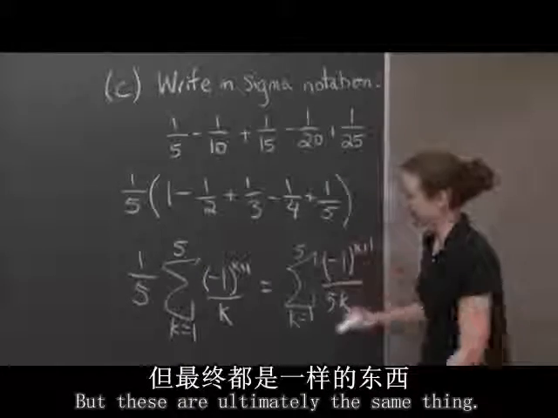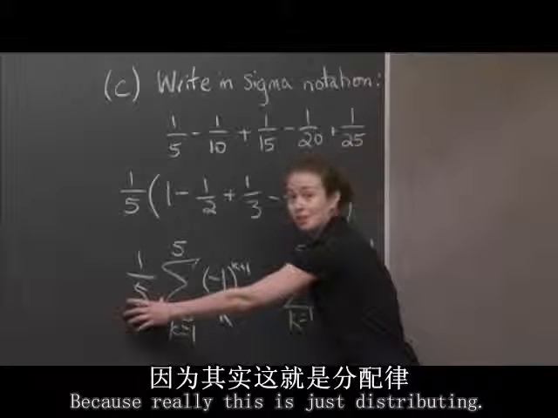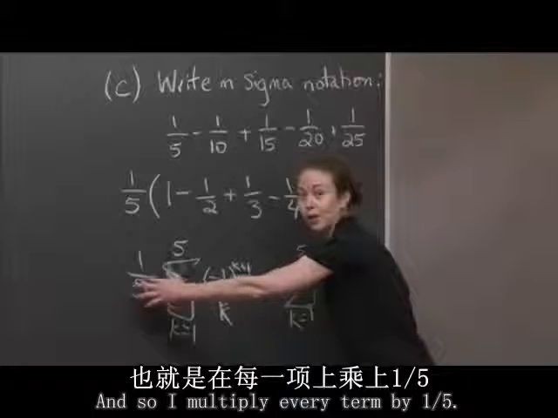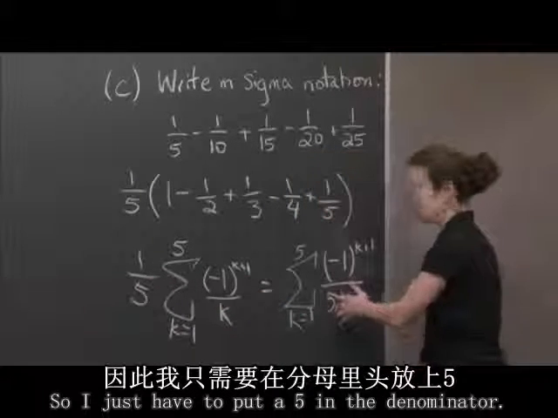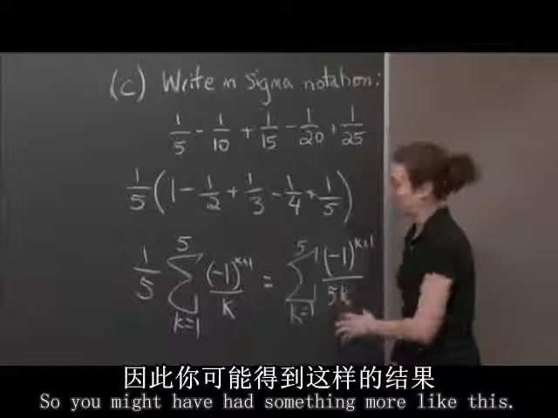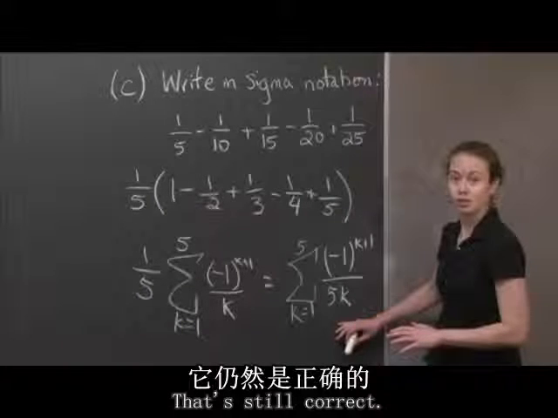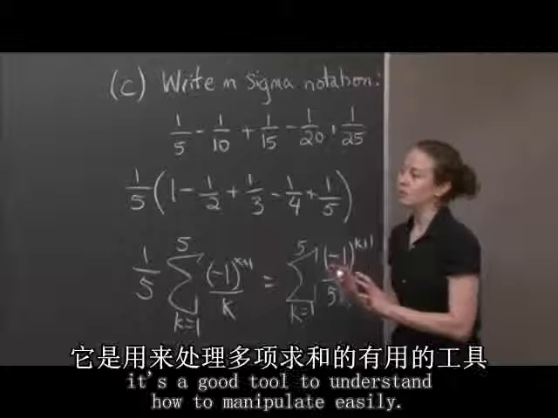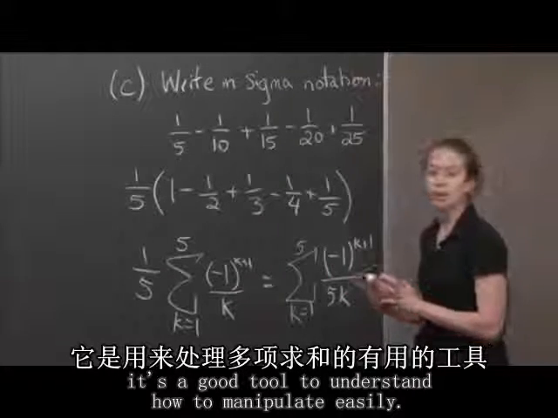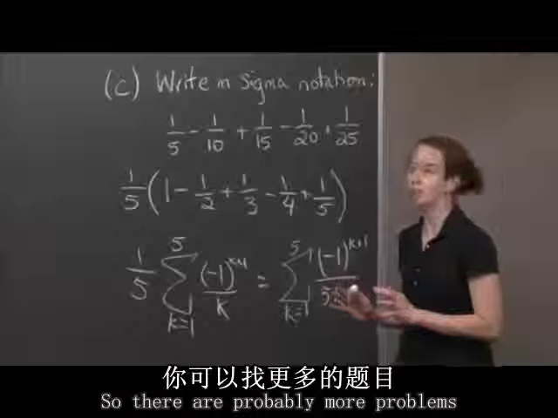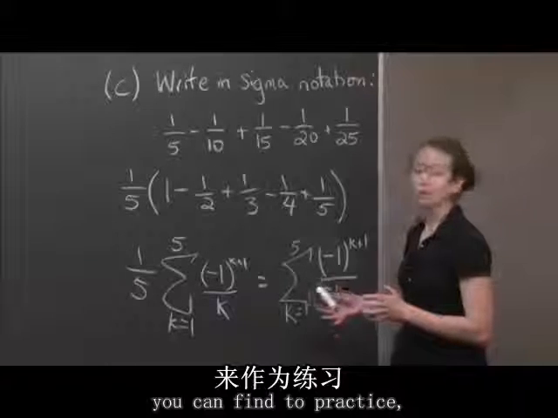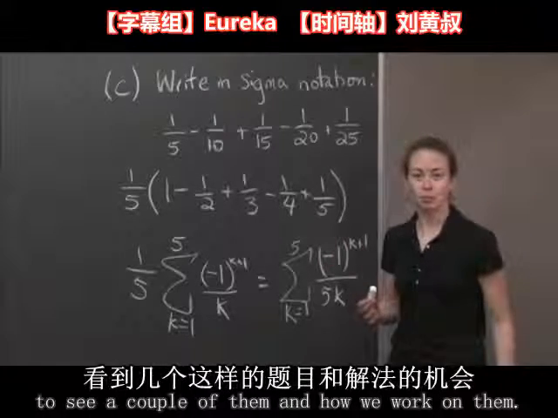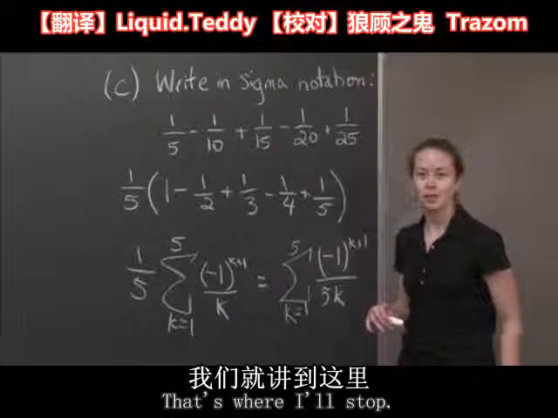But these are ultimately the same thing, because really this is just distributing, right? This is a big sum. I have a 1/5 out in front, and so I multiply every term by 1/5. So I just have to put a 5 in the denominator. So you might have had something more like this. That's still correct. So just to stress that really the sigma notation, it's a good tool to understand how to manipulate easily. So there are probably more problems you can find to practice if you're nervous about this. But I just wanted to give you a chance to see a couple of them and how we work on them. That's where I'll stop.